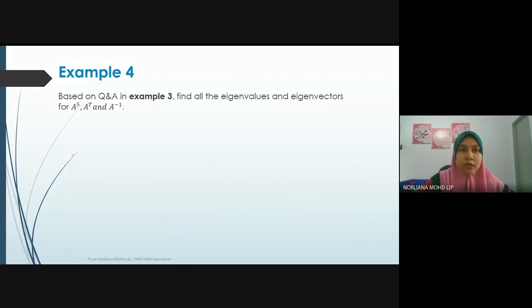Okay, we look at example 4. Example 4 is based on the question and answer in example 3. We have found this before. Find all the eigenvalues and eigenvector for A to the power of 5.